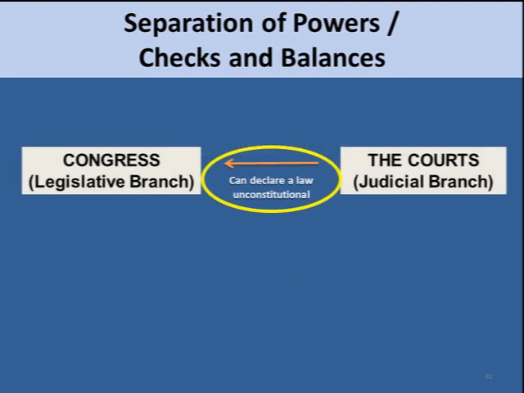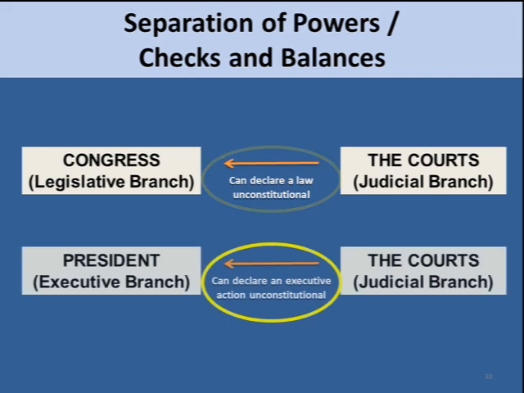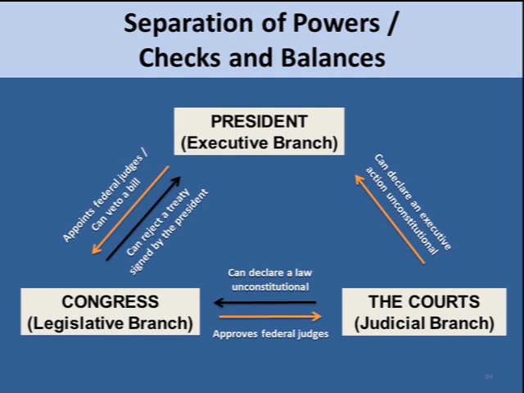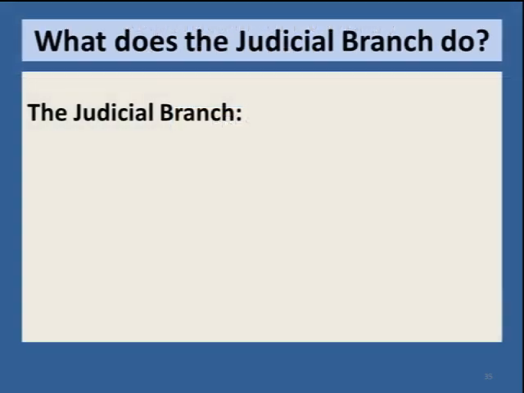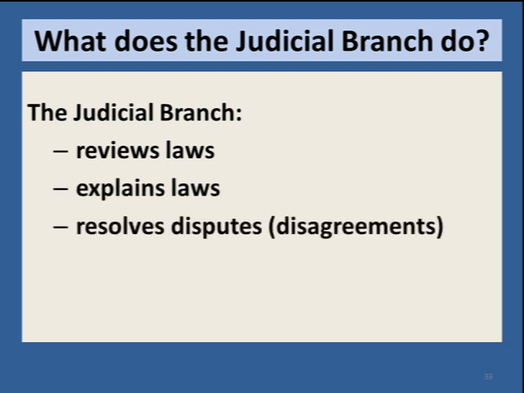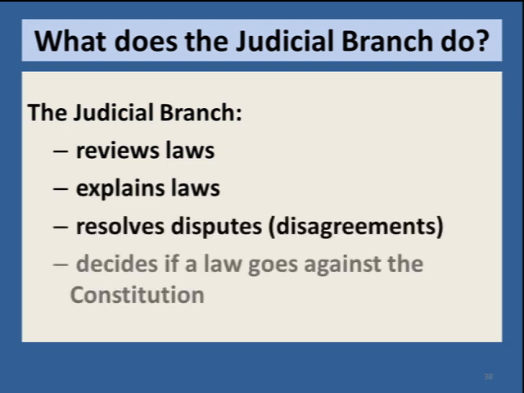Lastly, the Supreme Court can declare a law or executive action to be unconstitutional. In these ways, the separation of powers and the system of checks and balances work to limit the power of the government and to protect individual rights. The job of the judicial branch is to review laws, explain laws, resolve disputes or disagreements, and decide if a law goes against the Constitution.